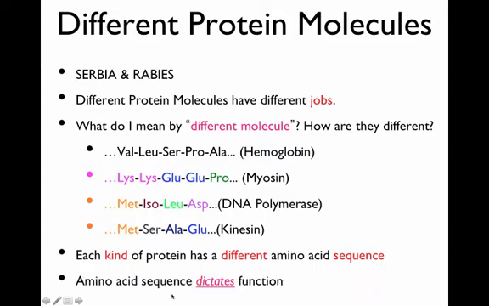Formally speaking, chemists and biologists will often say that the order of the amino acids, or amino acid sequence, dictates the function of the protein.